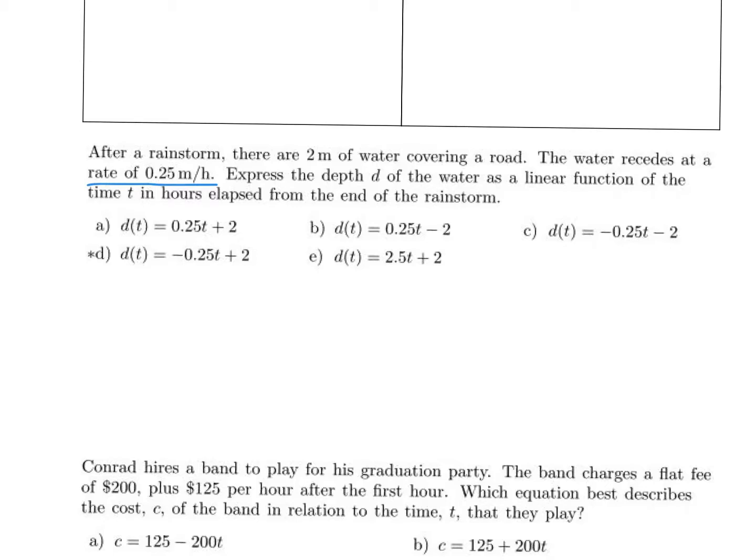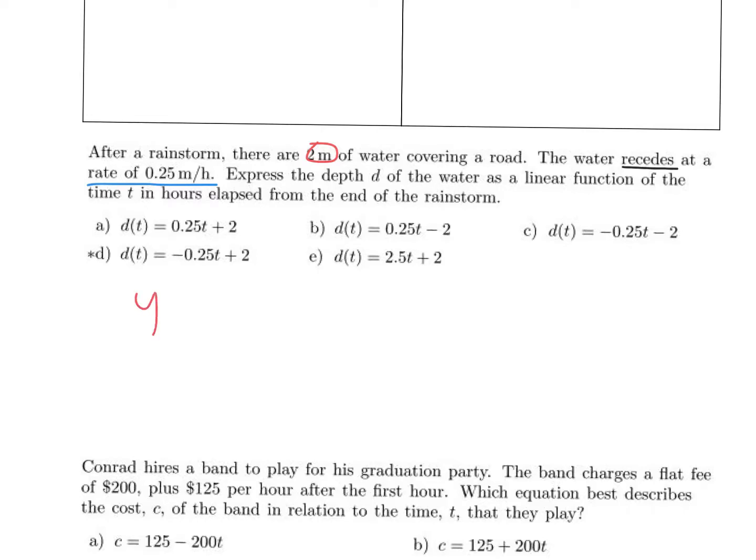Okay? Express the depth of the water as a linear function of the time t in hours elapsed from the end of the rainstorm. Now, here's another big clue they give you. They say that the water recedes. Recedes means it drains, like watching a bathtub when you unplug it and then you watch the water just go down the pipe. That's what it means. It recedes. So you're losing water, you're not gaining water. Okay? So now you know that you're already starting at 2 meters. So they want you to express the depth d of the water as a linear function of the time t in hours elapsed from the end of the rainstorm.